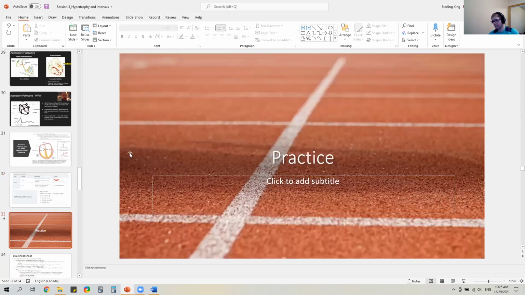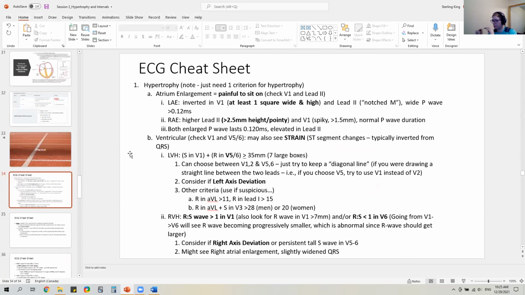So we're on to practice. This is the ECG cheat sheet for the stuff that we covered today, and I'll just go through it briefly. For hypertrophy, you only need one of the criteria to be met. For atrial enlargement, you're really checking lead 1 and aVL. For the left atrium, it'll be inverted in V1, and it needs to be about 1 square wide and high. And you could see lead 2 as a notched M, though not as easy to tell.